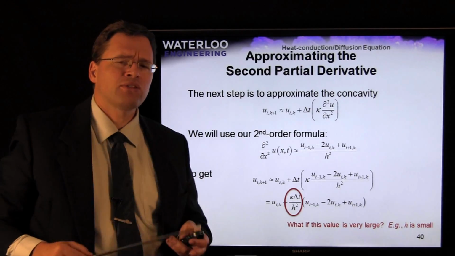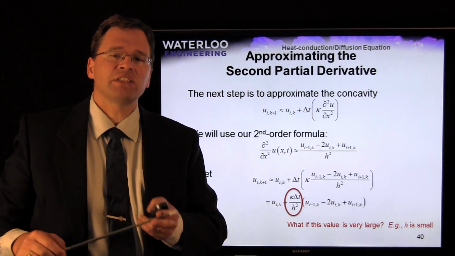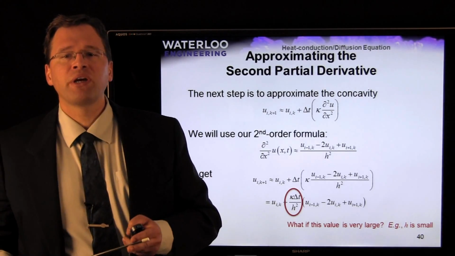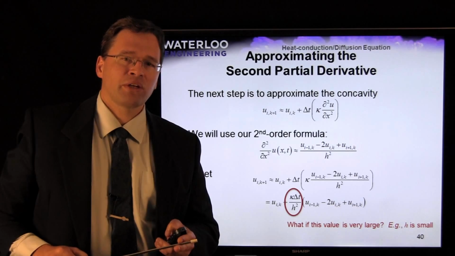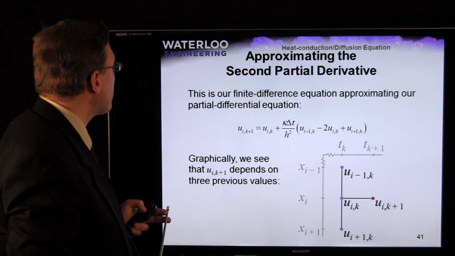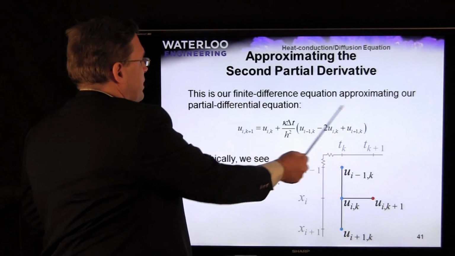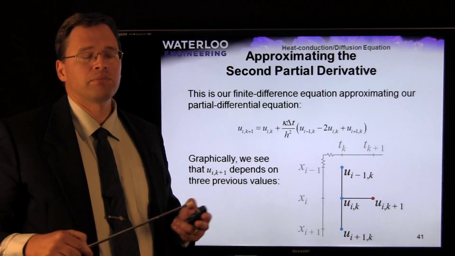Now, one interesting question is what happens if that ratio is too large? So if h is small, h squared is much smaller, and that ratio could potentially become very large. That's an issue we're going to look at later on in this lab. However, we now have our finite difference equation for approximating the heat conduction and diffusion equation.